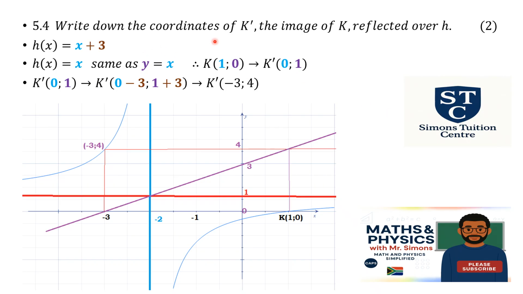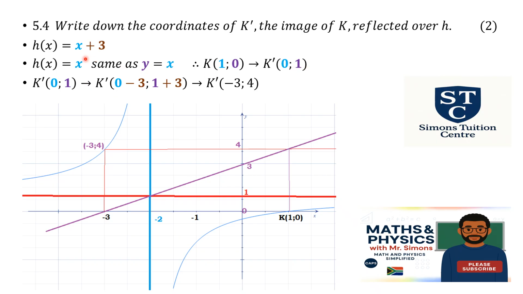Write down the coordinates of the image of k reflected over h. So h(x) = x + 3. Right, now if we look at the first part only, h(x) = x is the same as saying y = x. So if I reflect something over y = x, the x value becomes my y value, and my y value becomes my x value. So k was (1, 0), now would become (0, 1).